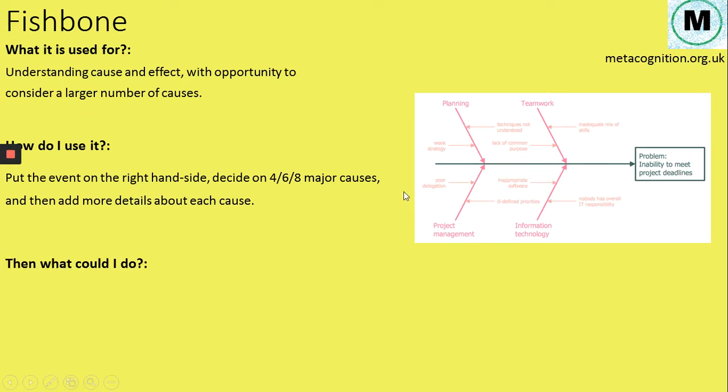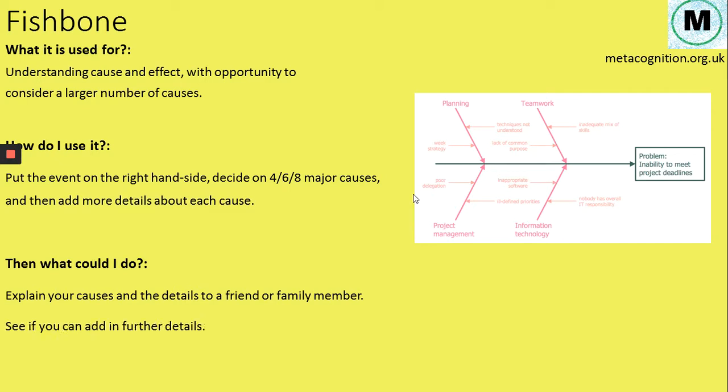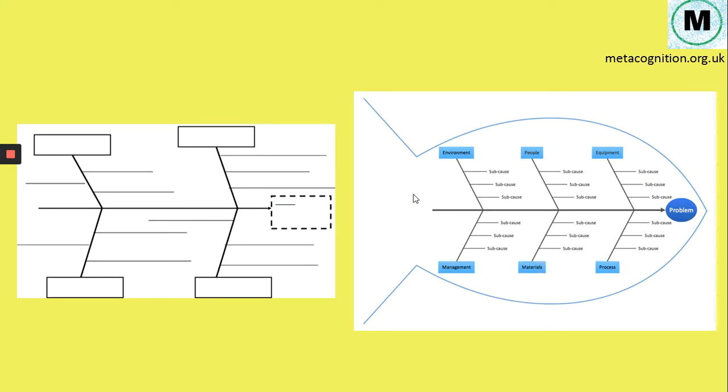So once you've done your fishbone diagram, what could you do with it then? The first thing you do, go and explain the causes to someone else. Call a friend, go and speak to mum, dad, whoever you live with, and explain to them why you selected those causes, because you'd have had to pick them, and explain why you've put in those little extra bits of information. You can also see if you can add in further detail. Maybe you could add in more things into your arrows, or maybe you could add in more causes into your map.